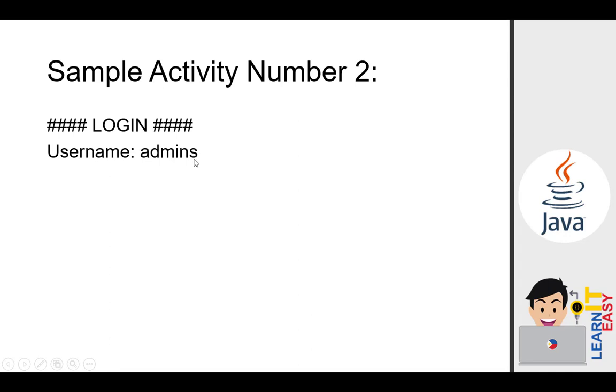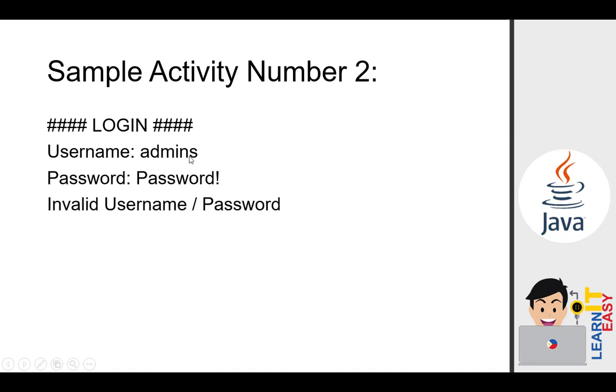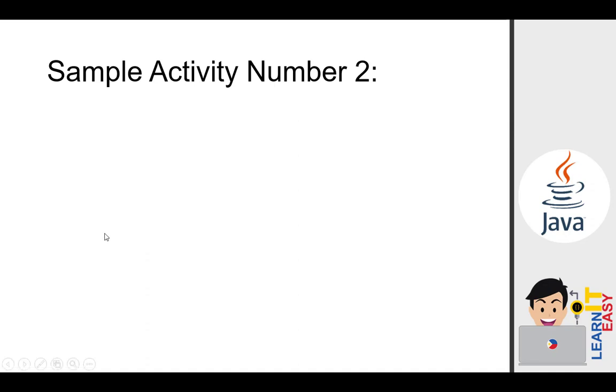For example, ang in-enter natin is admins, may S. Alam nating mali yan. And then password, nandun yung password, and then may exclamation, pero mali. Kapag mali yung credentials na in-input niya, it is going to print invalid username or password. Hindi natin sasabihin kung saan siya nagkamali. So, or yung ilalagay natin, no? Hindi natin i-determine kung sa username or sa password siya nagkamali.